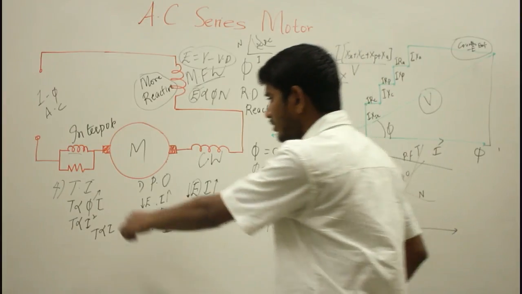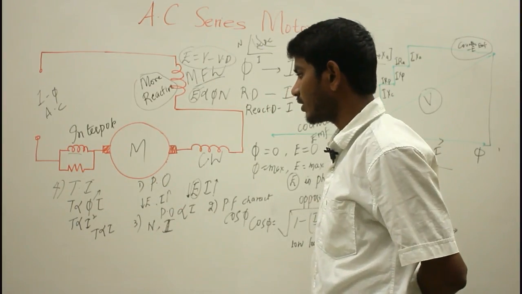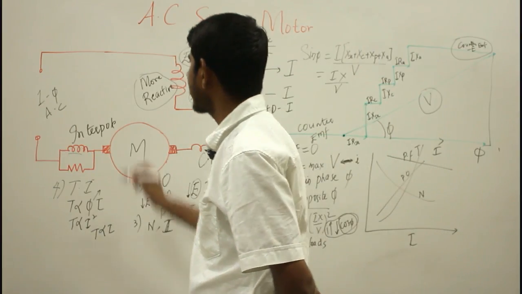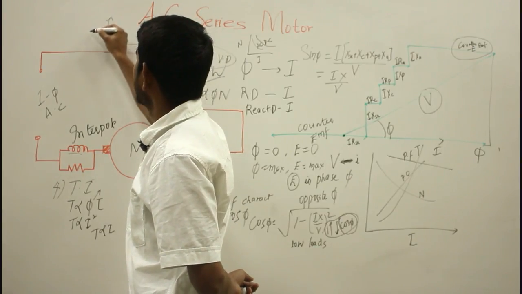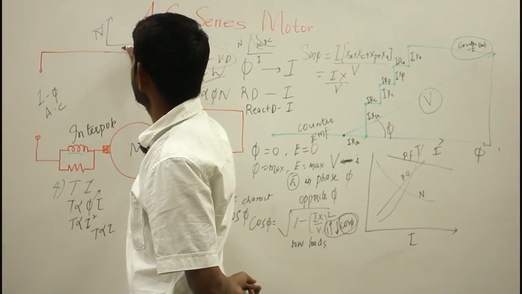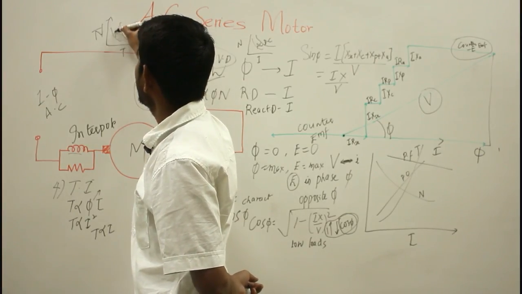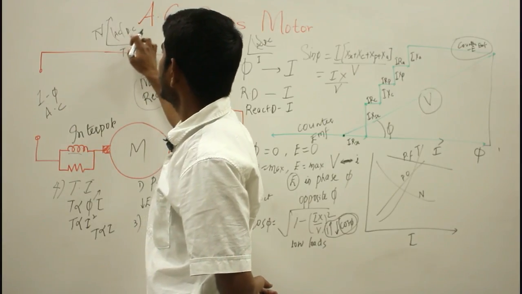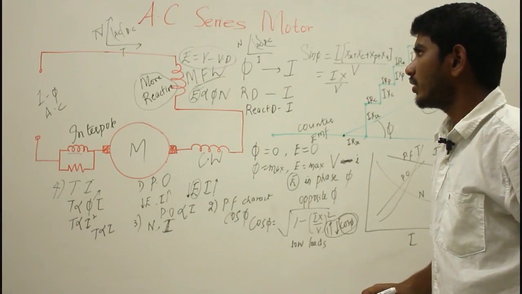Now we have known the torque current characteristics and the speed current characteristics. From here you can determine the torque versus speed characteristics. So your torque versus speed characteristics, this is speed and this is torque. So this will be for DC and this will be for AC. So you will be having more drooping characteristics compared to the DC series motor. So this is the torque speed characteristics.